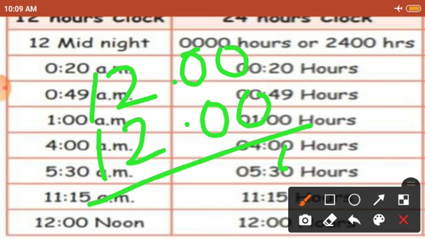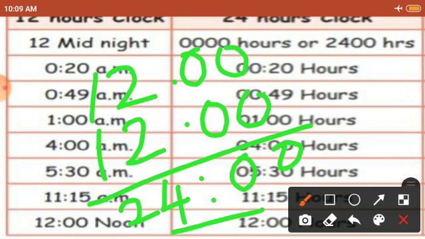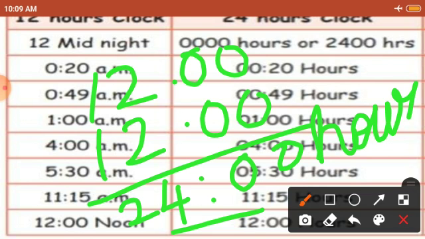What will you get? 0 plus 0, 0, and 0 plus 0, 0. Next this symbol will come. Next 2 plus 2, you will get what? 4. And 1 plus 1, you will get what? 24. That means you will get what? 24 hours. Because if it is a 24 hours clock, you have to mention this as hours.